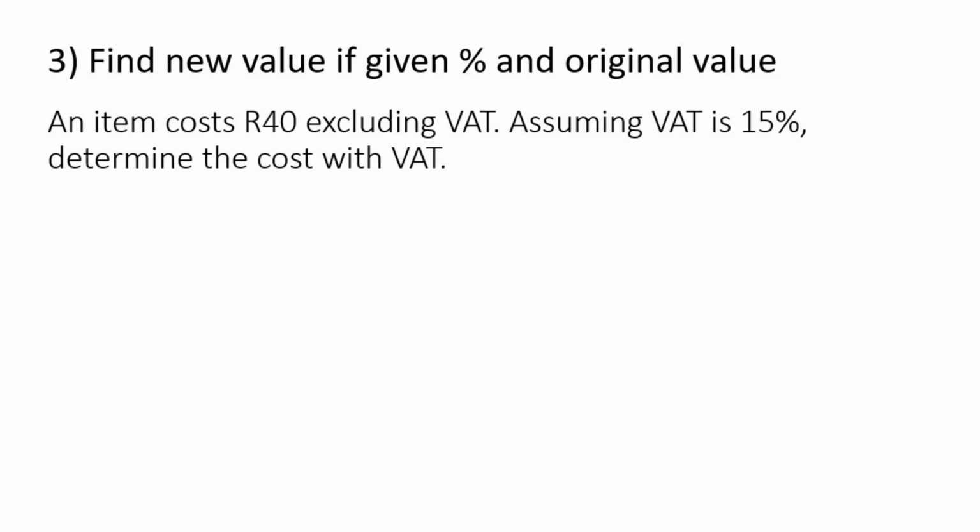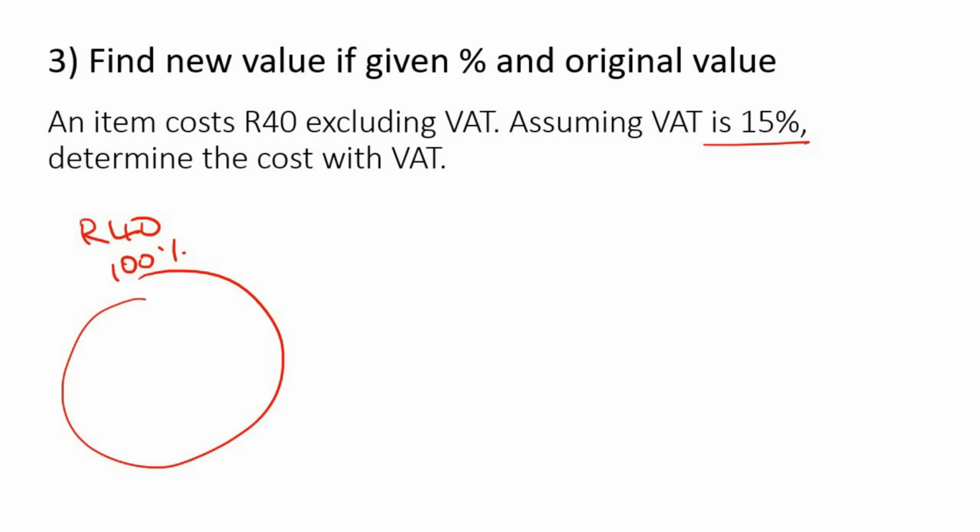An item costs 40 Rand excluding VAT. Assuming that VAT is 15%, determine the cost with VAT. Okay, so that would be the original price. Remember that that would represent 100%, which is 40 Rand. Now, when you add on VAT, you make the percentage go up by 15%. So the new percentage is now going to be 115.